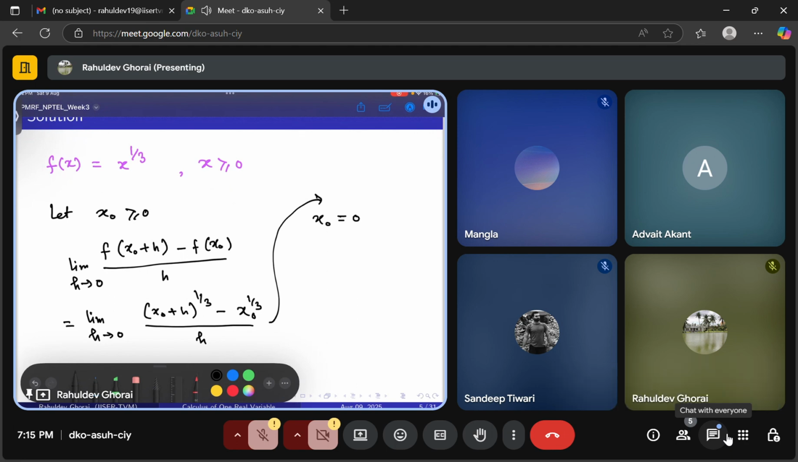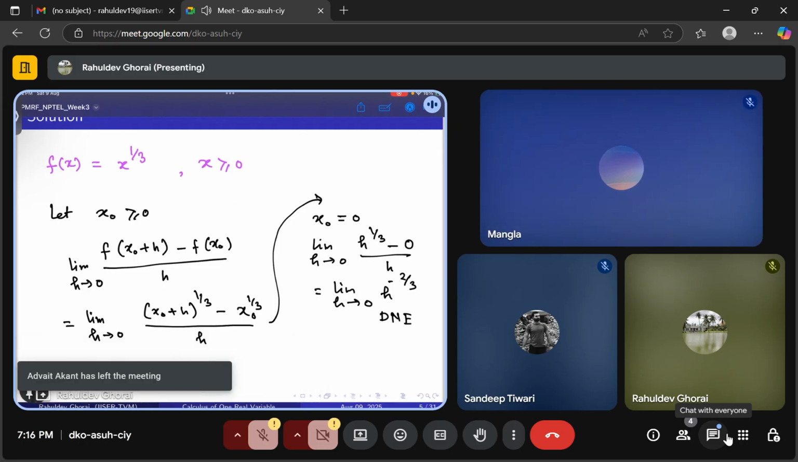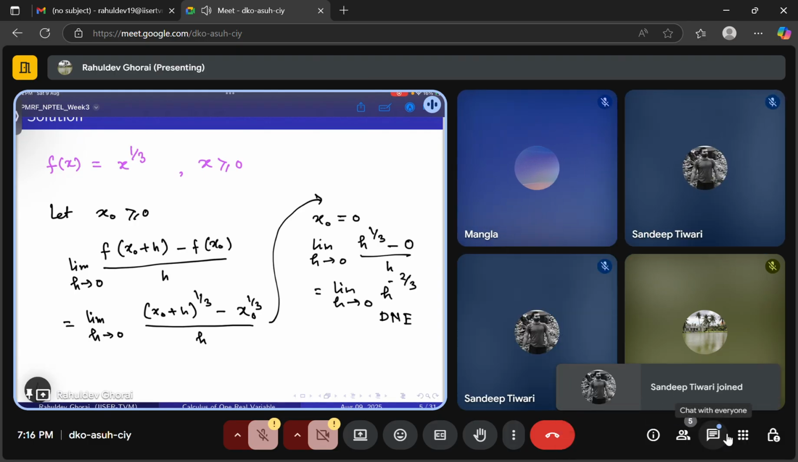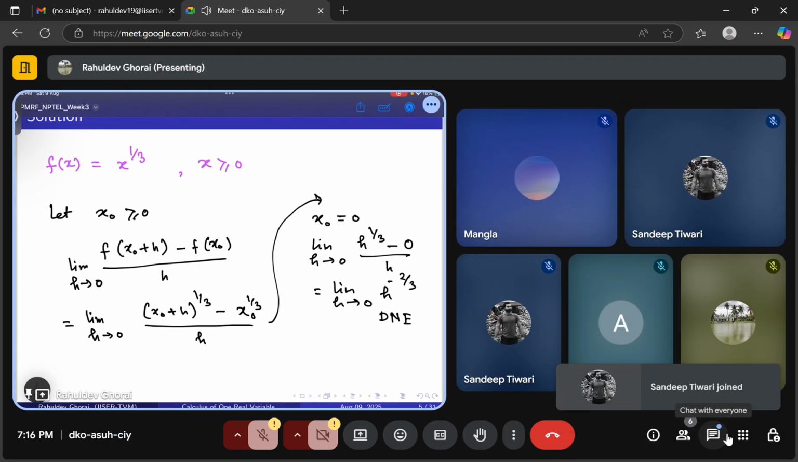If x is equal to 0, then this limit will be the limit as h tends to 0 of (0 plus h) to the power 1 by 3, that is h to the power 1 by 3, minus 0, over h. That is equal to the limit as h tends to 0 of h to the power minus 2 over 3, which does not exist. Most of the time I write DNE, does not exist, as per my notation. So when x equals 0, that limit does not exist.